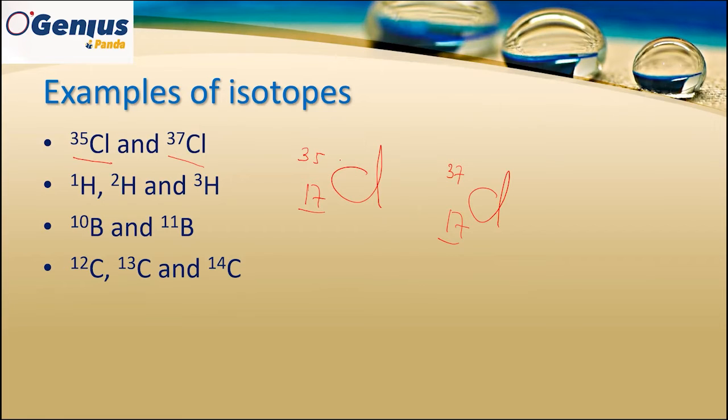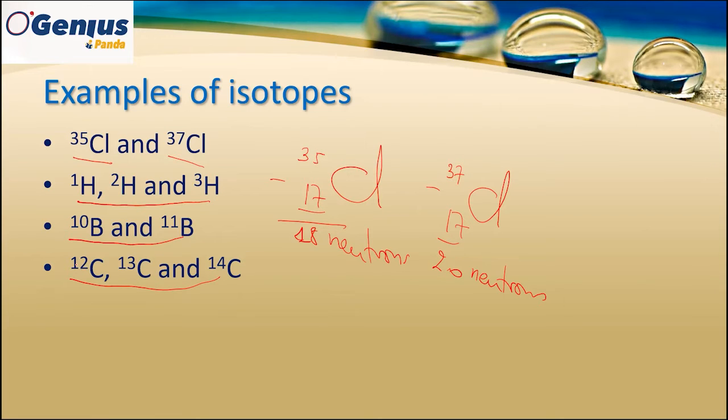Remember, isotopes have different numbers of neutrons. For example, the difference here and the difference here, we get 18, and here we get 20. So this one has 18 neutrons, while this one has 20 neutrons. So isotopes have the same number of protons, but they have different numbers of neutrons, and that is the reason why they have different mass numbers. Here we also have isotopes of hydrogen, the isotopes of boron, and the isotopes of carbon.